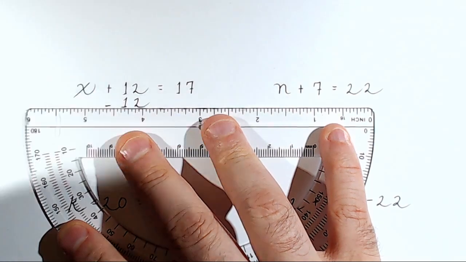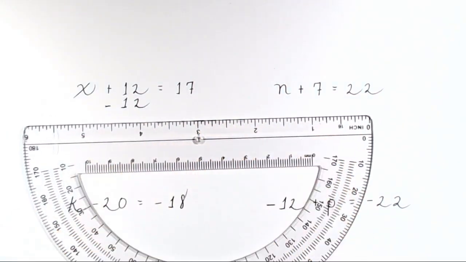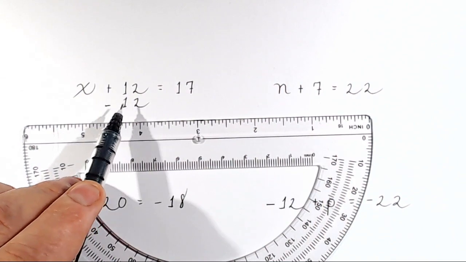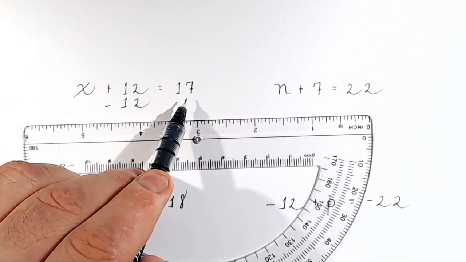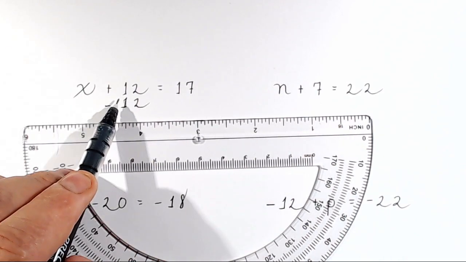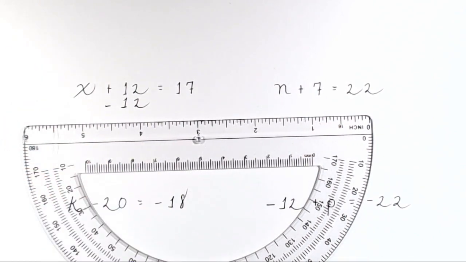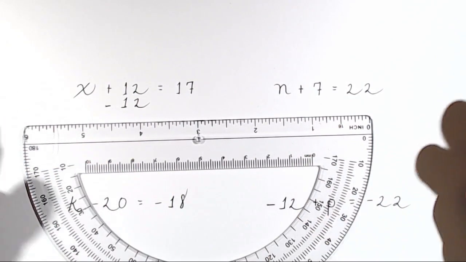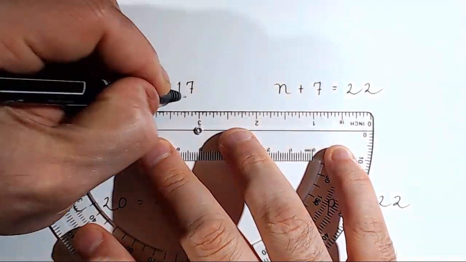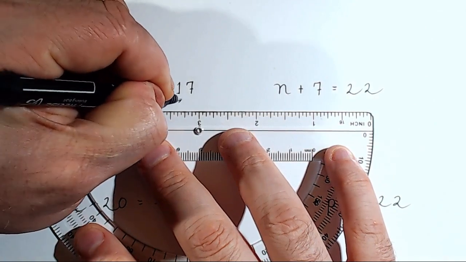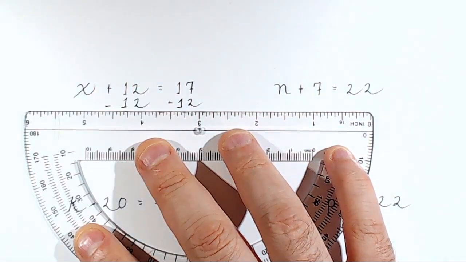Now, here comes the golden rule of algebra. What you do to one side, you must do to the other side. Let me say it again. What you do to one side, you must do to the other side. You have to keep the equation in balance. So to balance this equation, I'm going to subtract 12 from 17 as well.